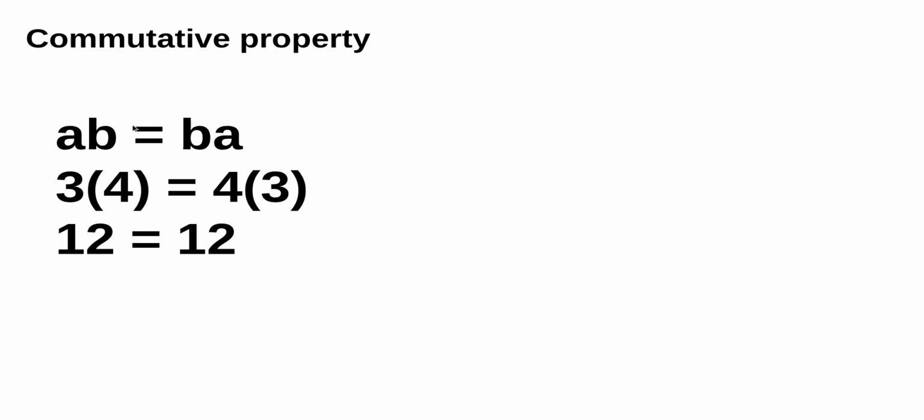And same thing with multiplication. A times B equals B times A. So, 3 times 4 equals 4 times 3. They both yield the same product, 12. So that is the commutative property. You literally switch the order of the numbers and you get the same answer.